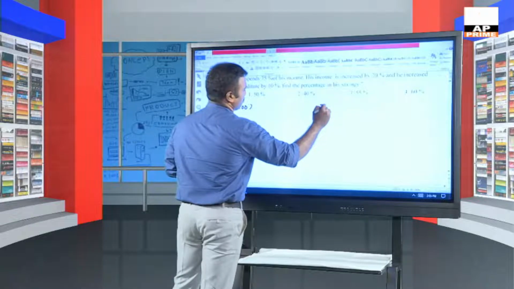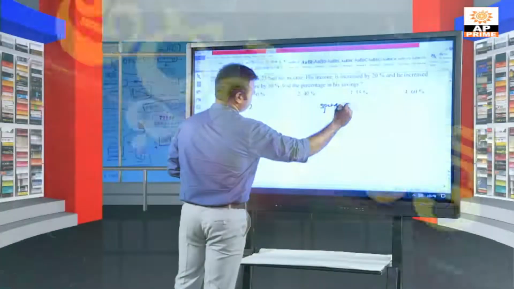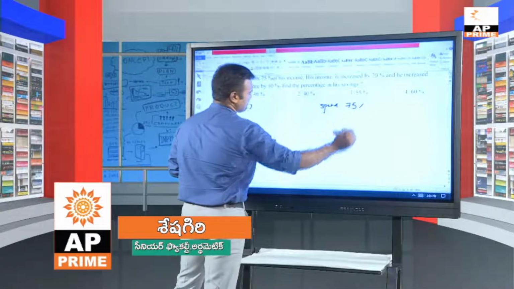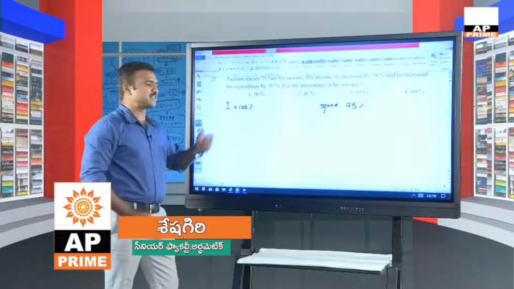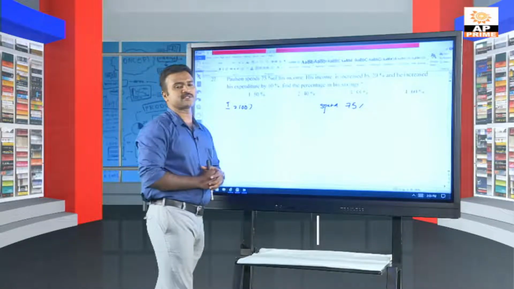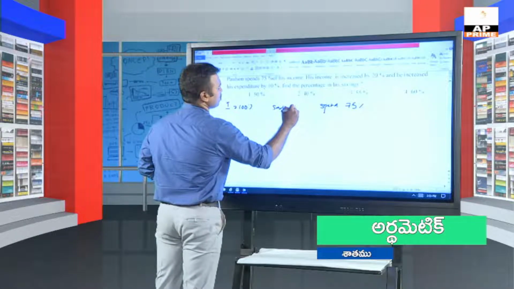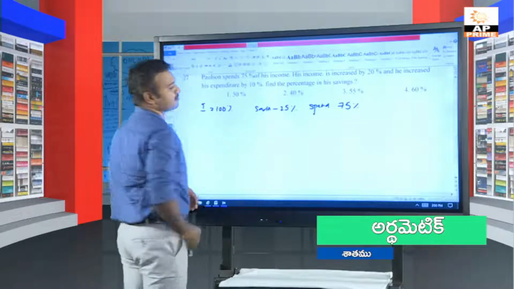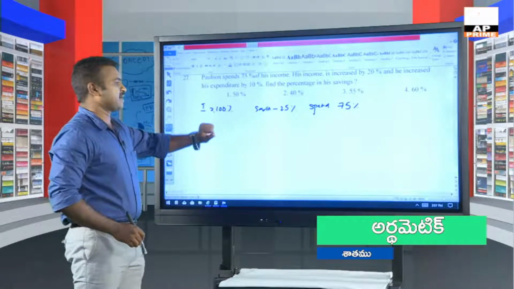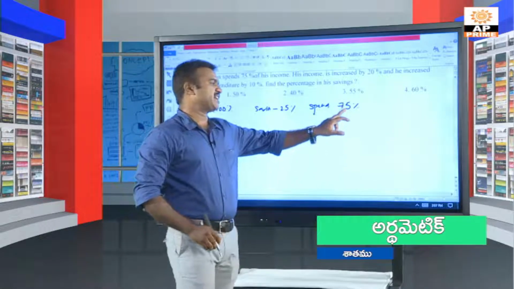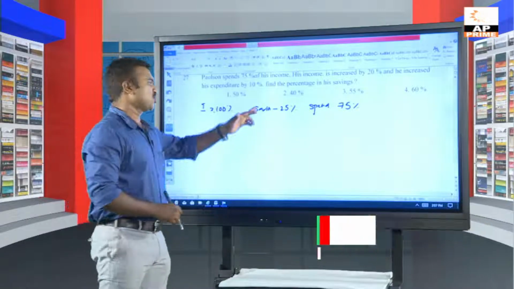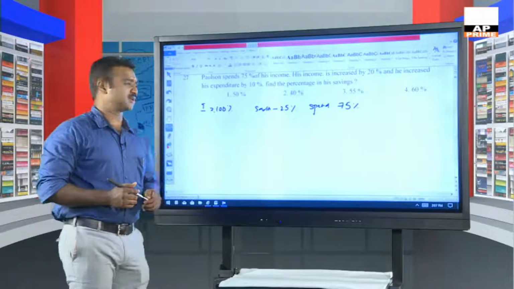అంటే 75% స్పెండ్ చేస్తాడు. వాడు తీసుకునేది 100 రూపీస్ అయితే 75 రూపీస్ స్పెండ్ చేస్తాడు. అయితే దీన్ని బేస్ చేసుకొని సేవింగ్స్ 25% అనుకోవచ్చుగా. సో ఇప్పుడు చూడండి, వాడి ఇన్కమ్ 100% అయితే 75% స్పెండ్ చేస్తాడు, 25% మన లెక్క ప్రకారం సేవ్ చేసుకుంటాడు.